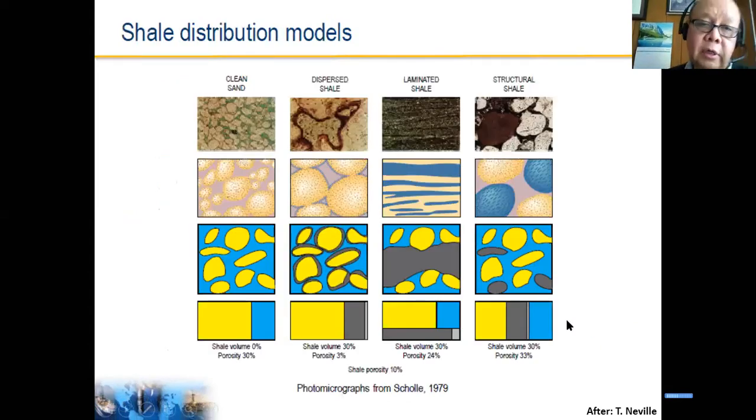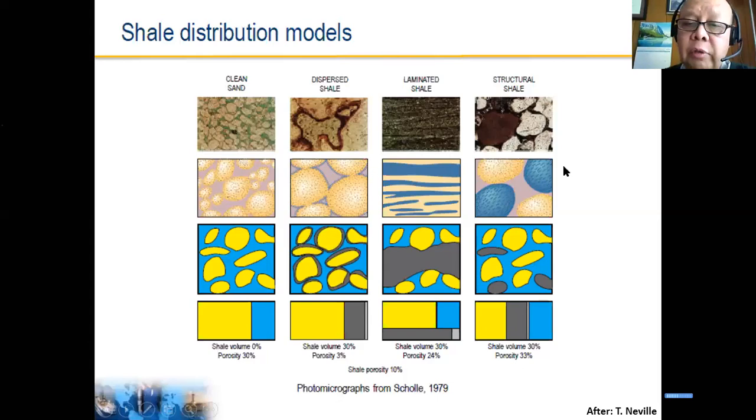Again, this is a distribution of shale in a reservoir rock or in a formation. If it is a clean sand, let's say we have a shale volume of 0% and porosity is 30%. When it is filled with dispersed shale, we have a shale volume of 30% and porosity of 3% because of the shale porosity. If it is laminated shales, it's going to occupy some portion of the matrix plus porosity. So we're going to have a shale volume of 30% and the reduction in the porosity is about 24% now.